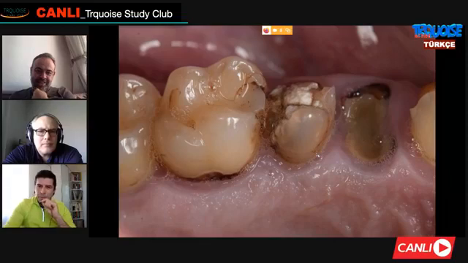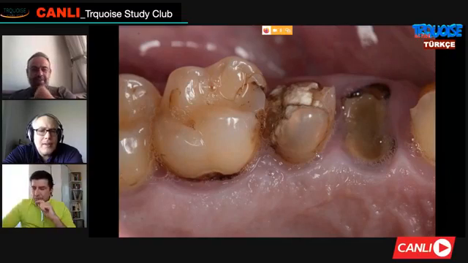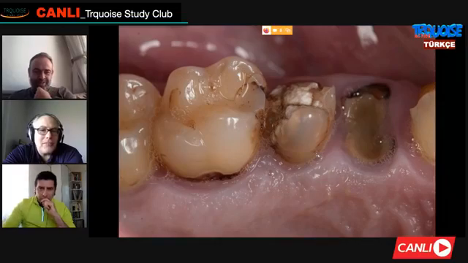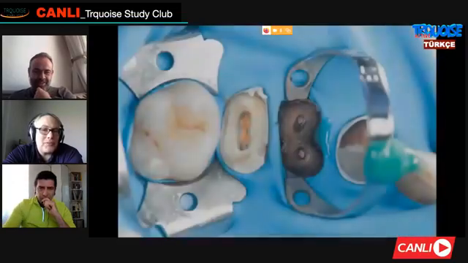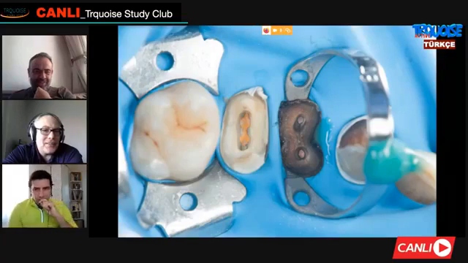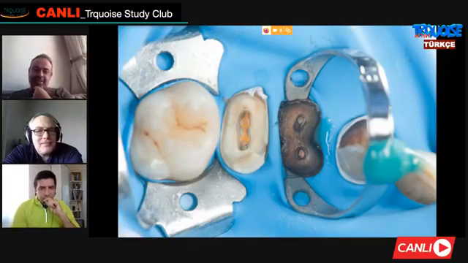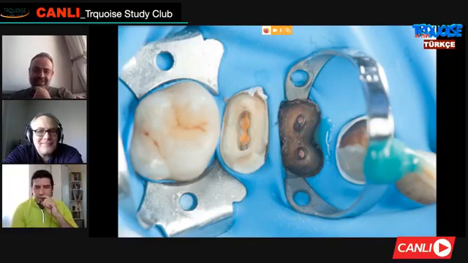Do we have an option for a post and a crown here, a conventional way? What do you think, Arthur? It depends on what you would see on that second premolar. But to be honest, that first premolar doesn't look like it's very savable. Now it's difficult, yes. Let me answer that. Do we have the option of cast post and crowns?